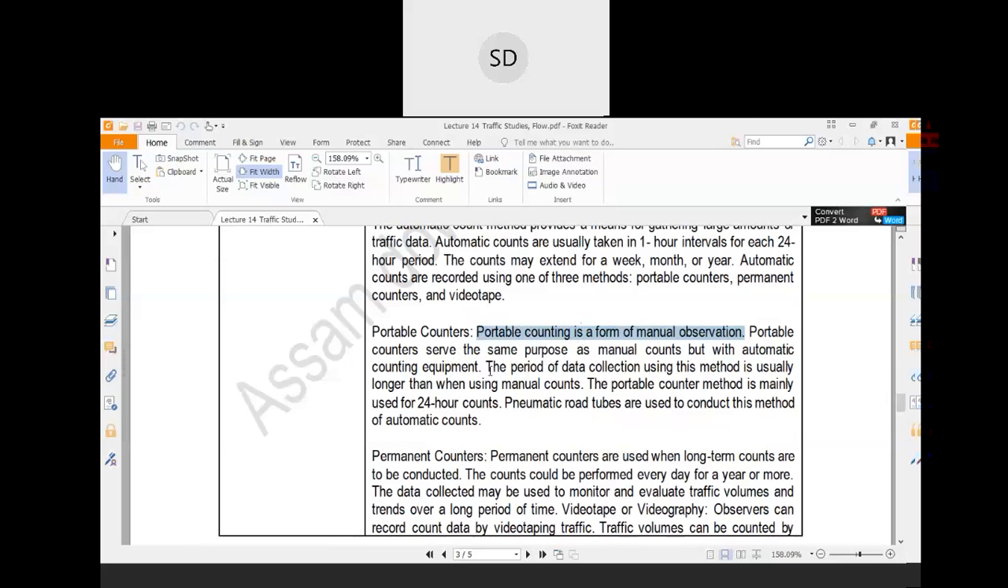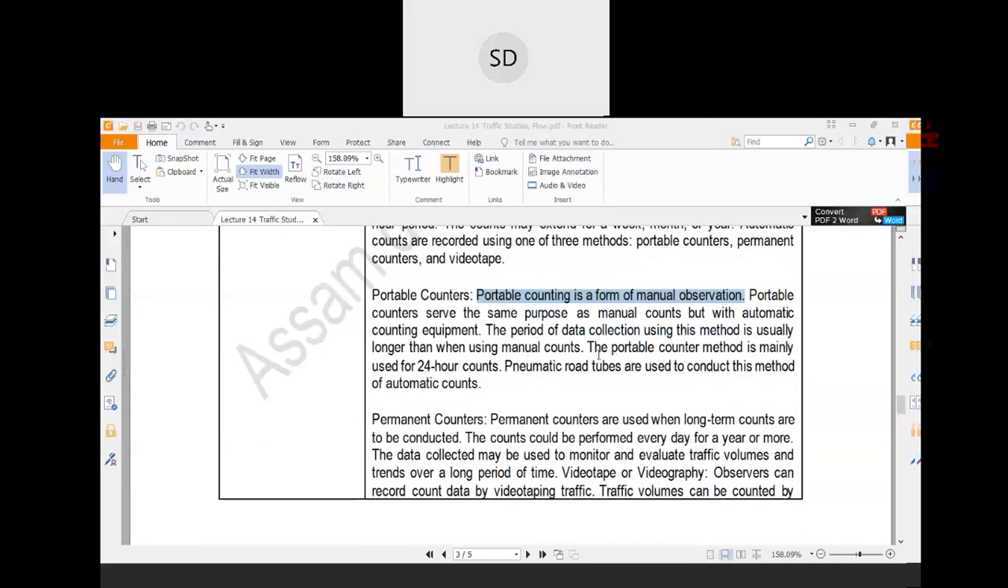Okay, in portable counting, you place some portable counters, and they will collect the data and count the number of vehicles automatically at that place. We have discussed the pneumatic road tubes. Basically, these pneumatic road tubes are one of the portable counter methods.